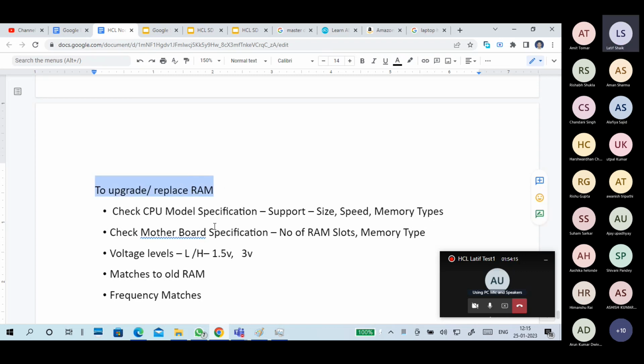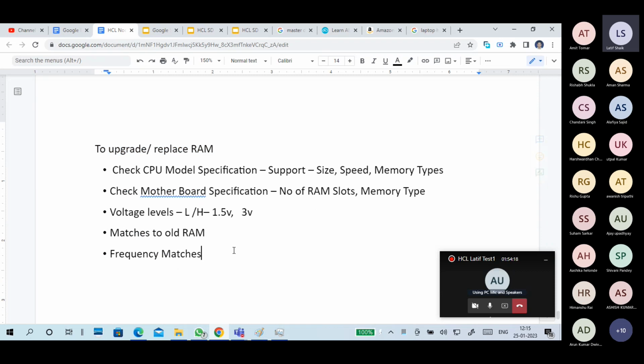For example, guys, I have 4 GB RAM earlier in my laptop. Now I want to upgrade with an additional 8 GB. So 4 GB is already there, and I want to add 8 GB. What to do? How to check CPU specifications.